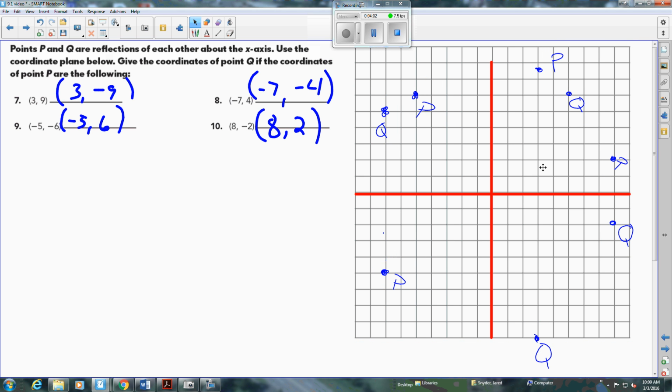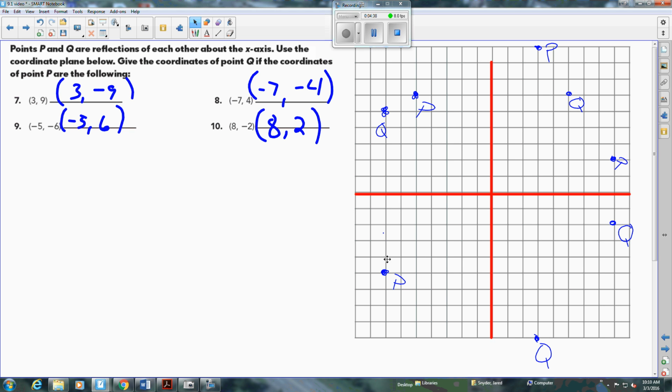(3, -9). So 3 to the right, 9 down. If we're reflecting over the axis, that would be (3, 9), 3 to the right, then 9 up. Same idea, you would go 3 to the right, but then 9 down. So this time we're changing all of the y values because we're reflecting over the x.